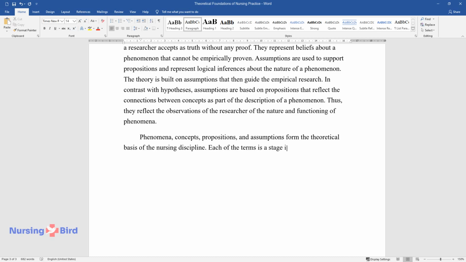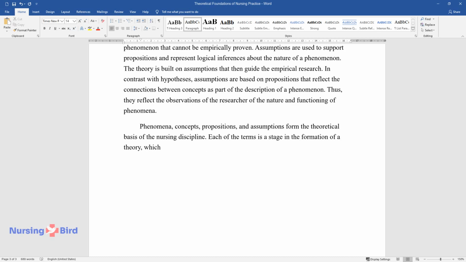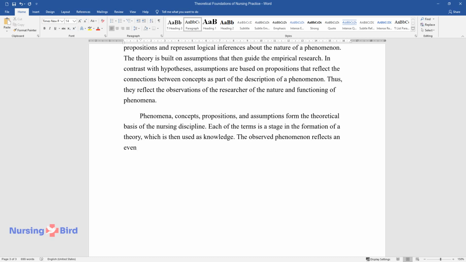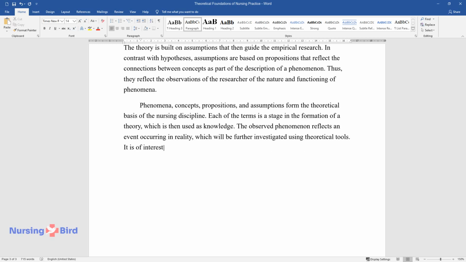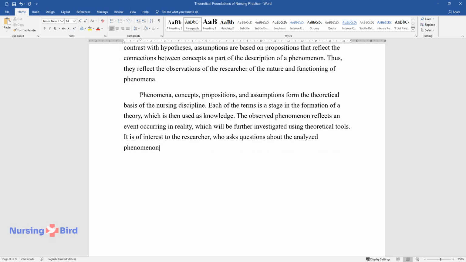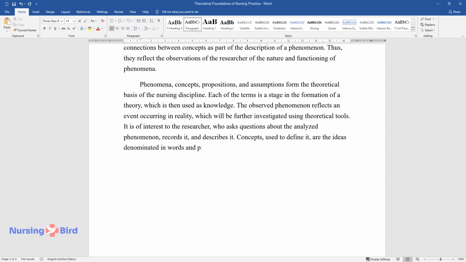Each of the terms is a stage in the formation of a theory, which is then used as knowledge. The observed phenomenon reflects an event occurring in reality, which will be further investigated using theoretical tools. It is of interest to the researcher, who asks questions about the analyzed phenomenon, records it, and describes it. Concepts, used to define it, are the ideas denominated in words and phrases which convey particular meanings.